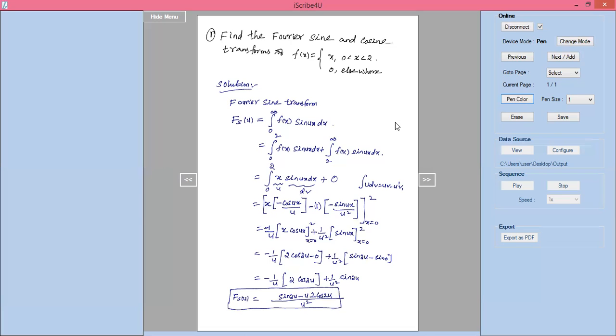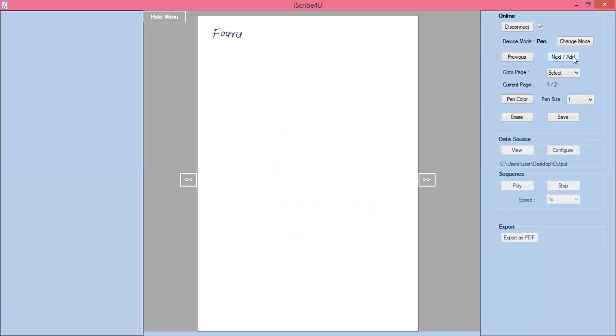Any doubts in this? You can ask. Similarly, I can find the Fourier cosine transform. What is the Fourier cosine transform? Fc of u equal to integration of 0 to infinity f of x into cos ux into dx.